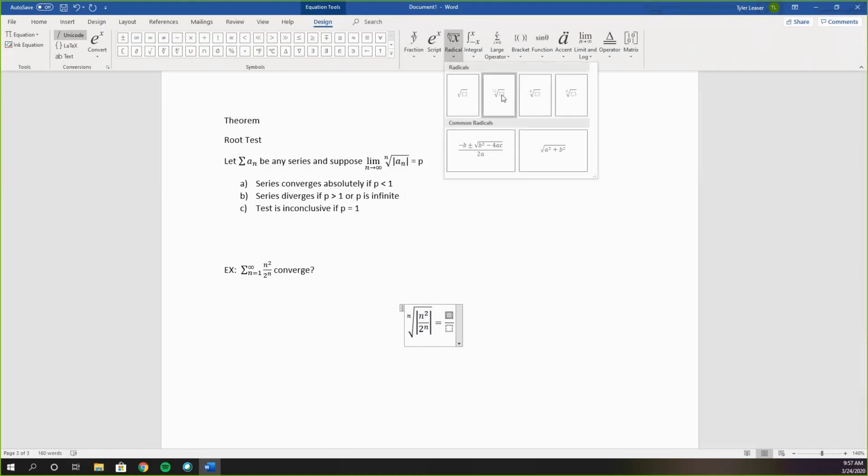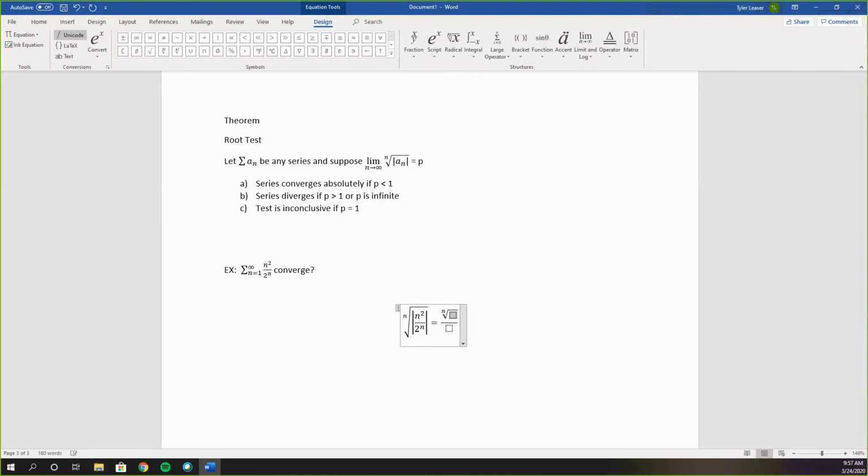And then we're going to take the nth root of n squared. And then we're also going to take the nth root of 2 to the n. We'll worry about the numerator here in a second, but I hope you can at least see that the denominator is just going to come out to be 2, because that nth root and the exponent n on that 2 to the n are going to cancel each other out here.